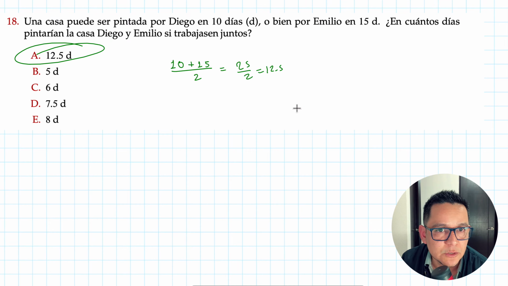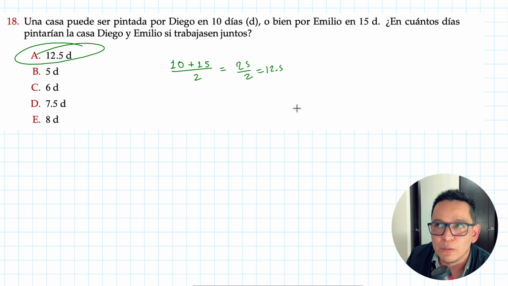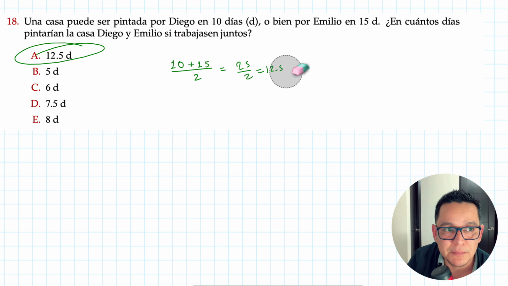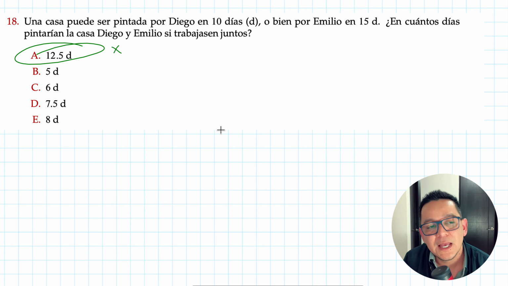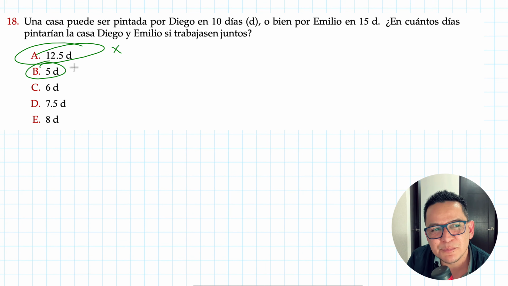That doesn't make sense, right? I mean, it couldn't be more than 10 days, because if Diego alone does it in 10 days, how could it take longer when someone is helping him? So, this would be wrong. So, the correct answer is definitely not A. Let's see. Could it be B? I mean, could it be that they only take 5 days? Well, no, that's not it either.